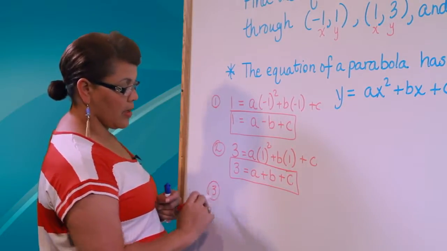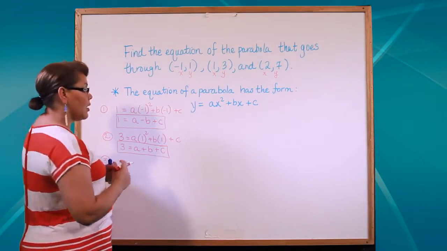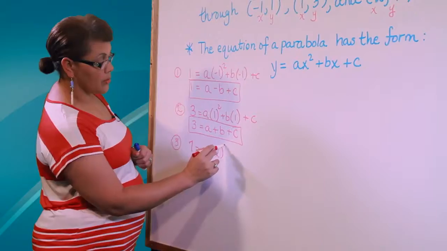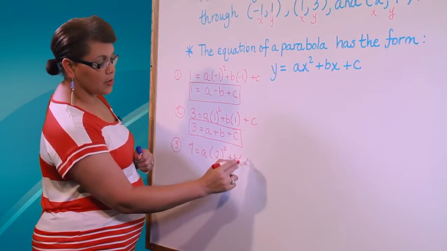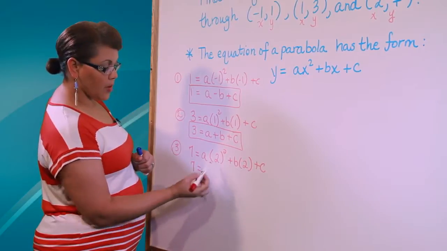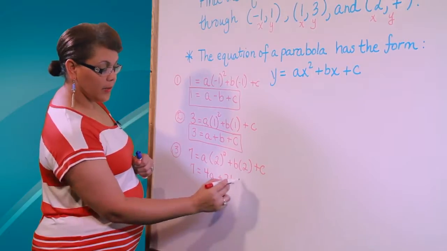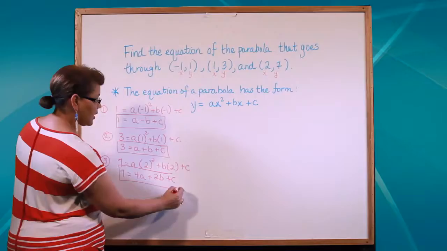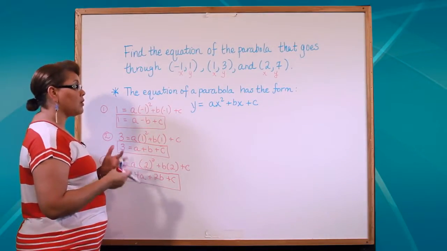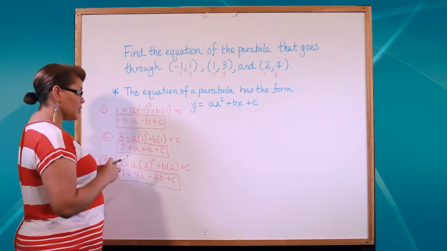And now my third equation will come from the third ordered pair, which is 2, 7. So 7 equals a times 2 squared plus b times 2 plus c. So 7 equals, 2 squared is 4, 4 times a is 4a, plus 2b plus c. So this gives me 3 equations that we need to solve as a system so that we can find out what a, b, and c are in our standard form of the equation.